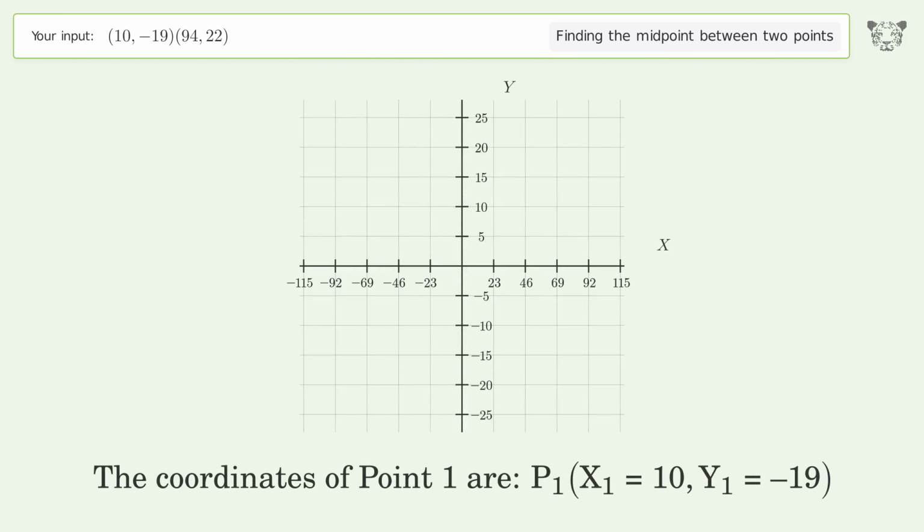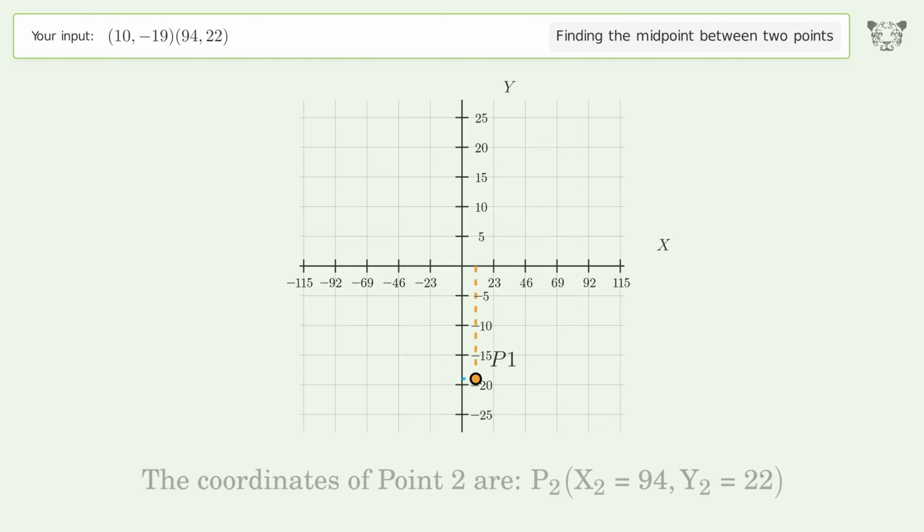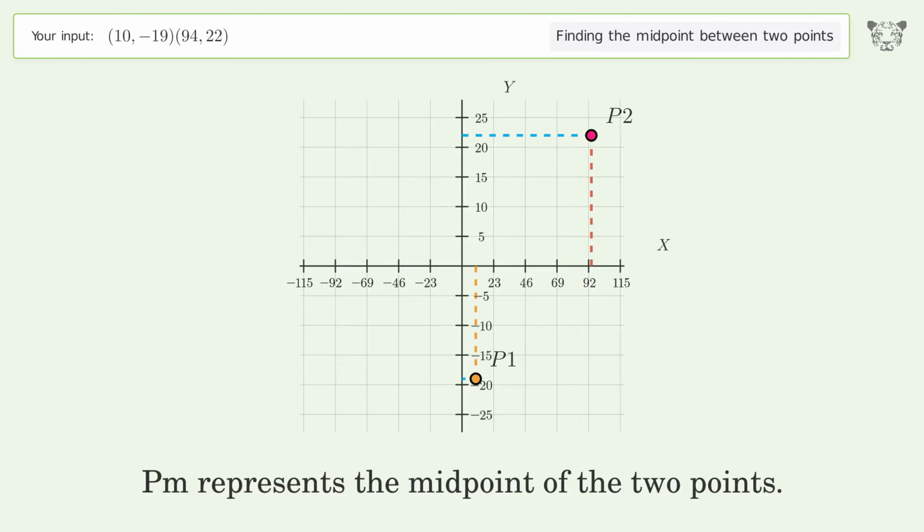The coordinates of point 1 are x1 equals 10, y1 equals negative 19. The coordinates of point 2 are x2 equals 94, y2 equals 22. PM represents the midpoint of the 2 points.